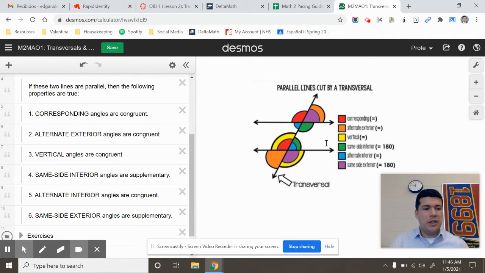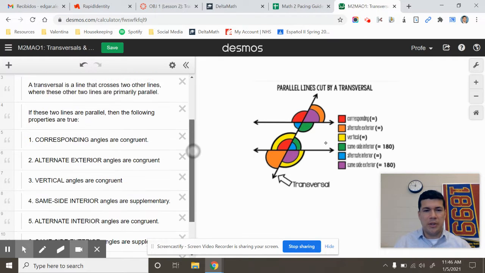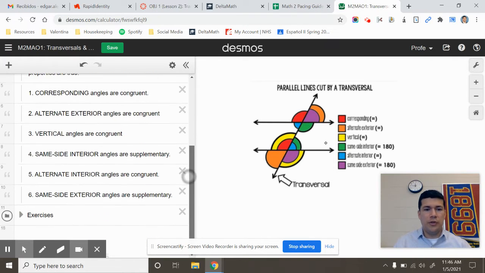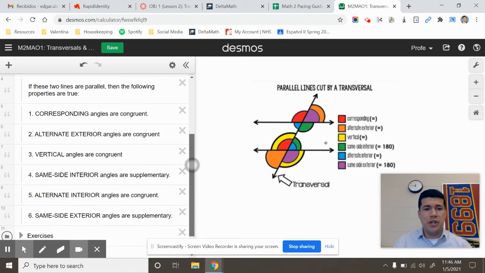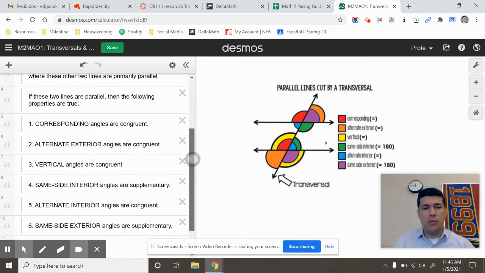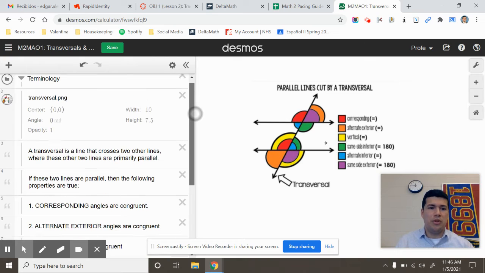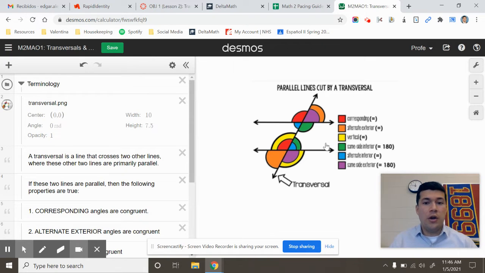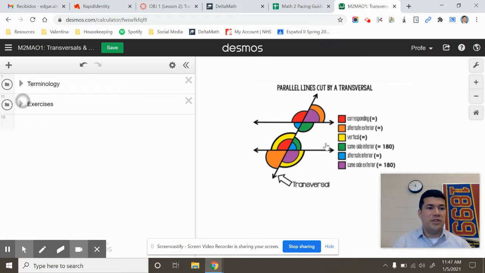So basically, you need to understand these 6 labels for angles: corresponding, alternate exterior, vertical angles, same side interior, alternate interior, and same side exterior, which I won't spend time in the video to go over. Those are in your notes. But you need to know what this means about the relationship between the two angles. Does it mean that they are congruent? Does it mean that they are supplementary? Or what does it mean?